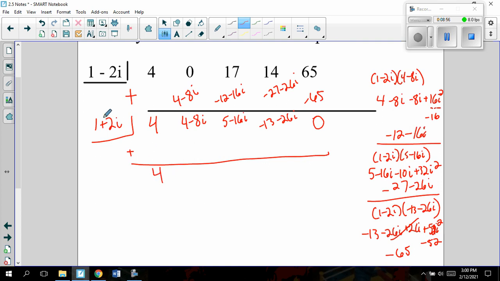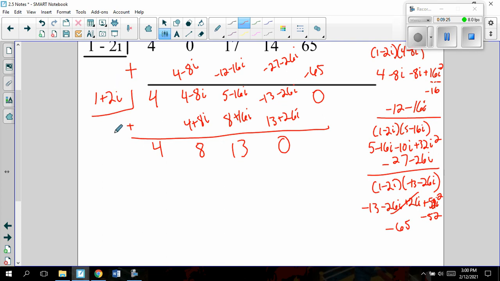So I drop my 4, I multiply, and I have 4 plus 8i. Okay, when I add down, the 8i's cancel, and then I have 8 here. Okay, multiply again, so I'd have 8 plus 16i. Again, your i's cancel, and you're left with 13. 13 then would be 13 plus 26i, and there is your remainder of 0. Okay. Now, what you just created, in this first line, this would be a 4th power, so you have your power 4, your cubic, your quadratic, your linear, your constant.